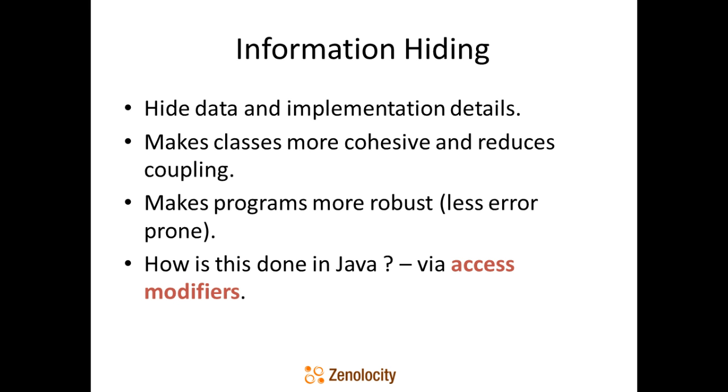Information hiding basically hides the data and implementation details, which could be in the form of some other methods. By using information hiding, you make your classes more cohesive, and this reduces the coupling between your classes. So ideally it makes your programs more robust and less error prone. The way this is done in Java is by using access modifiers. Access modifiers control how access to the data and methods is controlled.